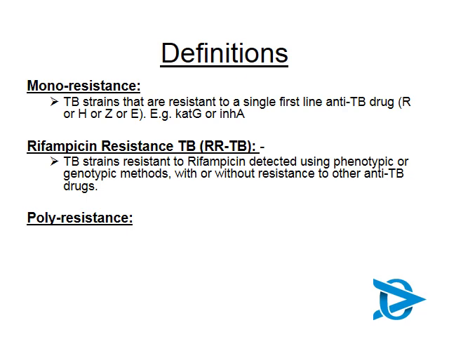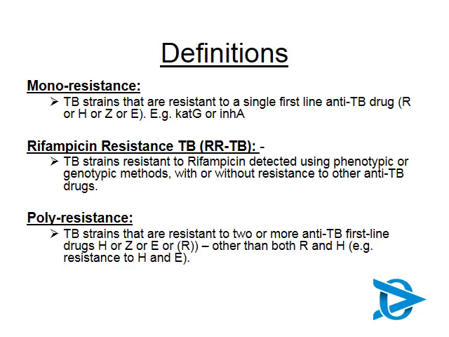Polyresistance is somebody who's got more than one resistant pattern on our first-line drugs, so either an INH or pyrazinamide or ethambutol, a combination of those, but never INH and Rifampicin together. That is a new classification. So, for example, if you've got resistance to pyrazinamide and ethambutol, that will be called polyresistance.